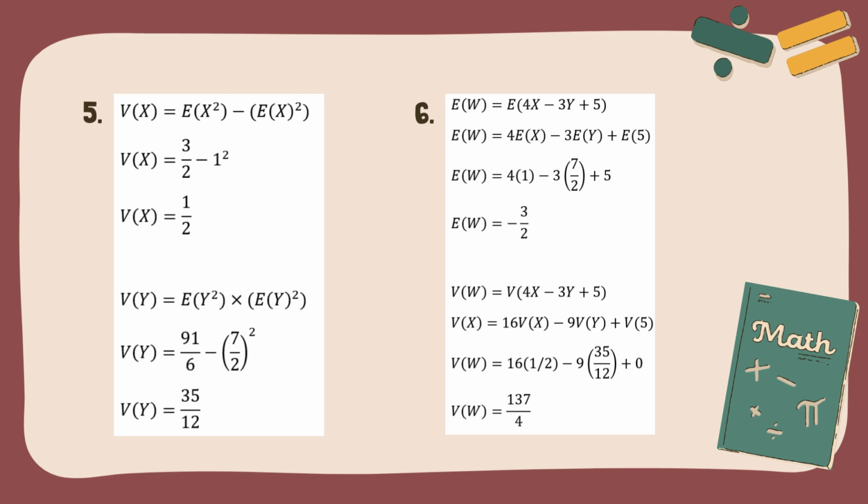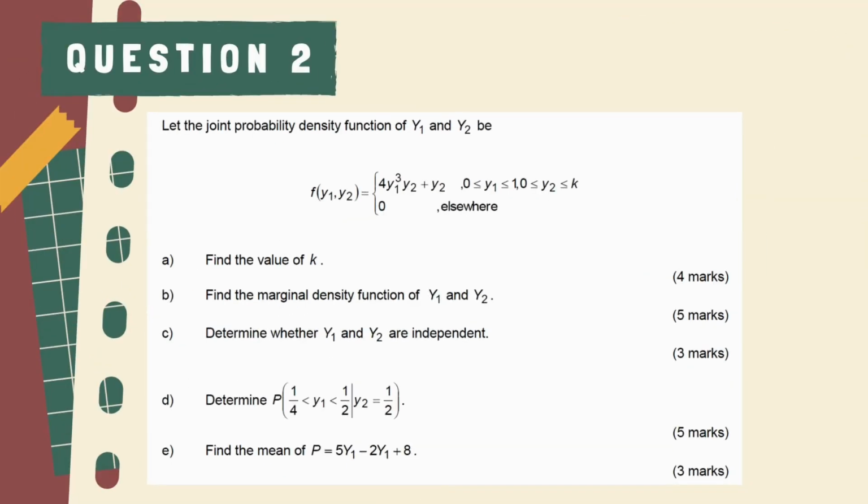The same goes for the variance of y. We will get 35/12. After that, we use the same formula, and we substitute the answers we got for the variance of x and y into the formula of variance of w, and we will get 137/4. So that is the variance of w. Next, I will explain how to solve question 2.